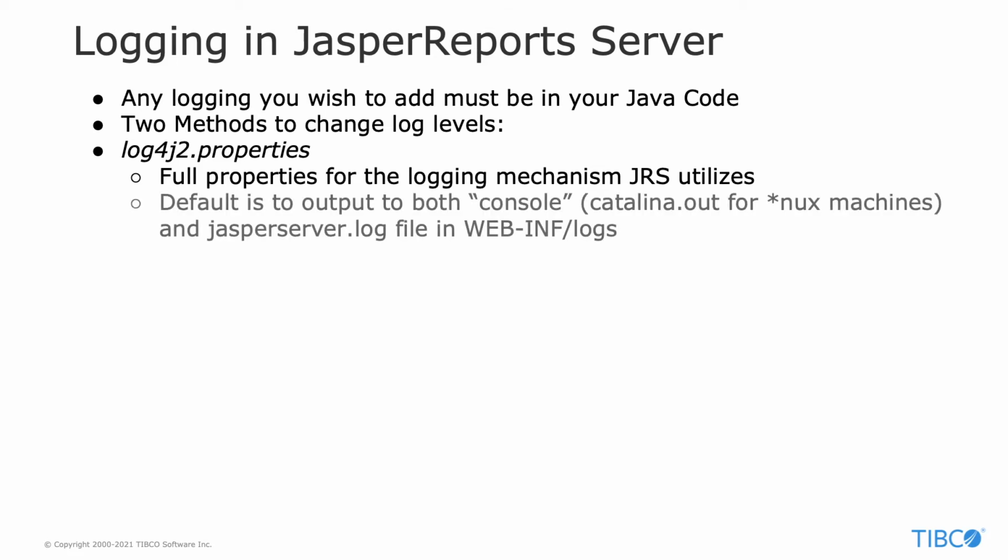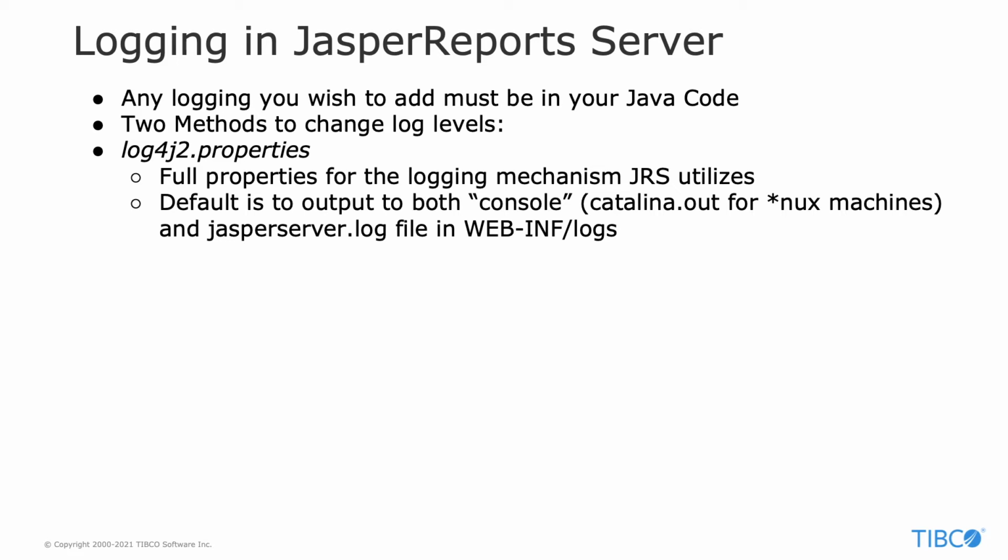There are several things in there that you can tweak and change that I recommend. But this file determines where Jaspersoft is outputting its logs. By default, it outputs to the console, which in most systems, if you're on a Unix or Linux system using Tomcat, is Catalina.out. It can be different based on what your application server is.